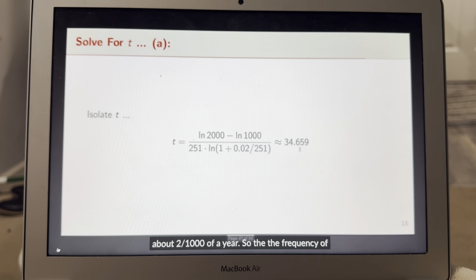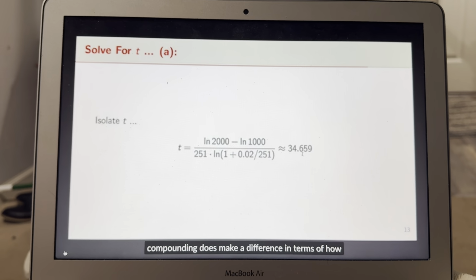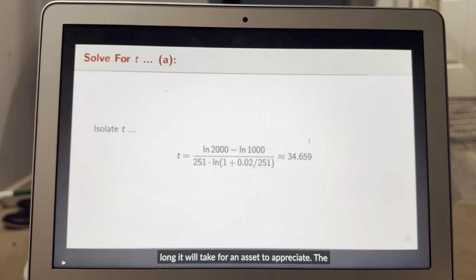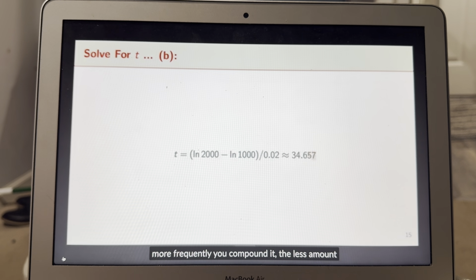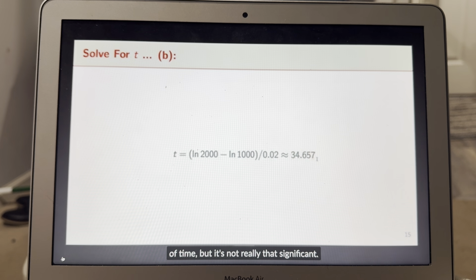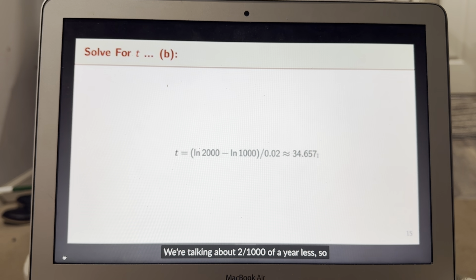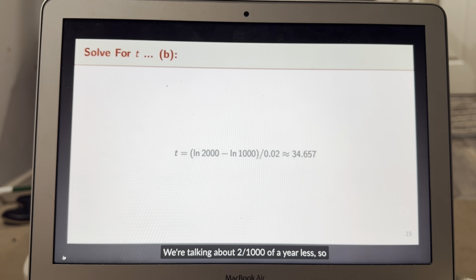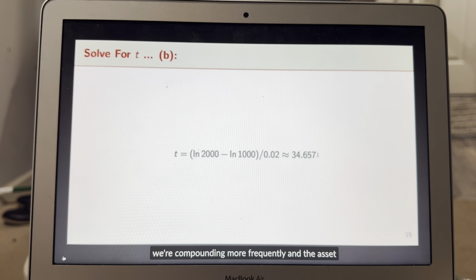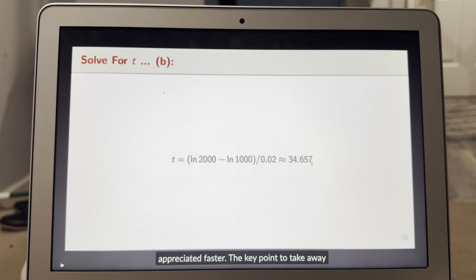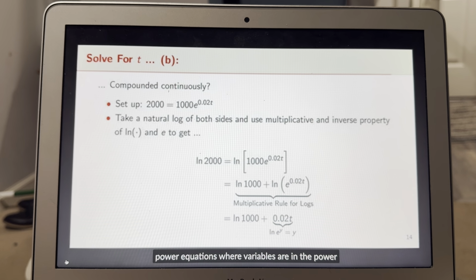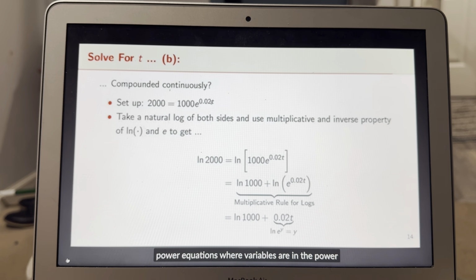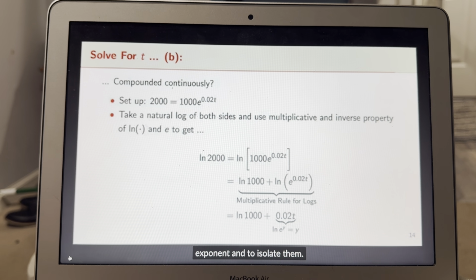So the frequency of compounding does make a difference in terms of how long it will take for an asset to appreciate. The more frequently you compound it, the less amount of time, but it's not really that significant. We're talking about 2 1,000ths of a year less. So we're compounding more frequently and the asset appreciated faster. The key point to take away from this is that you can use logarithms to solve power equations where variables are in the power exponent and to isolate them.